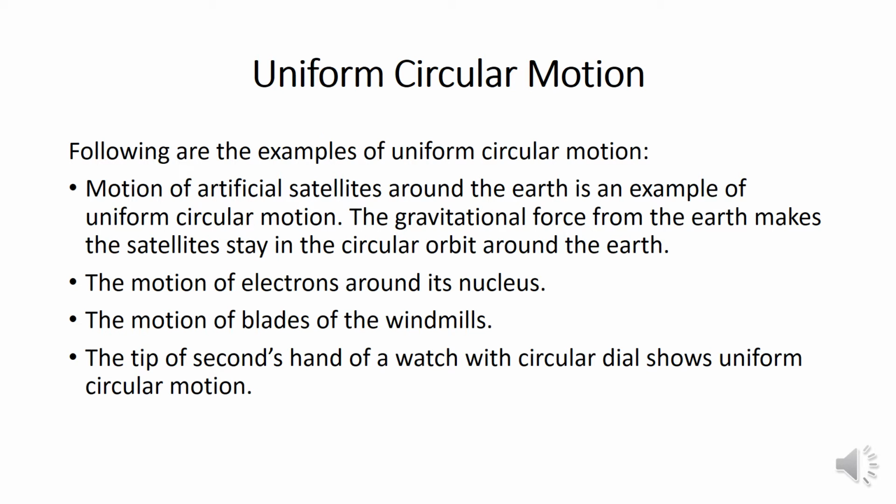An example of uniform circular motion is the motion of a satellite around the Earth. In this example, you can see that the gravitational force from the Earth makes the satellite stay in a circular orbit. Other examples are the motion of an electron around its nucleus, the motion of blades of a windmill, and the tip of the second hand of a watch, which has a circular dial. In all these motions they move with a constant speed, and we call it uniform circular motion.